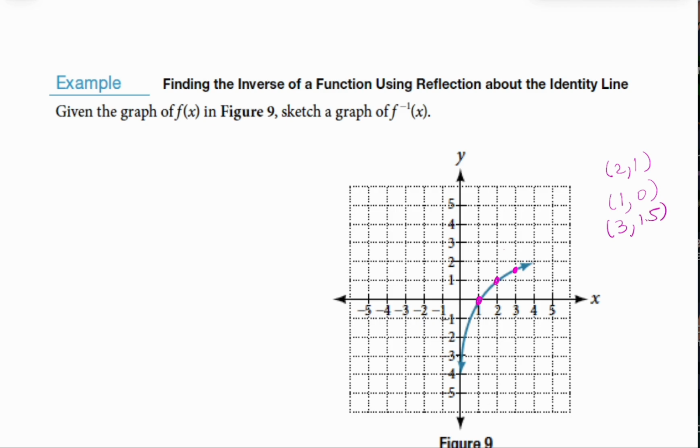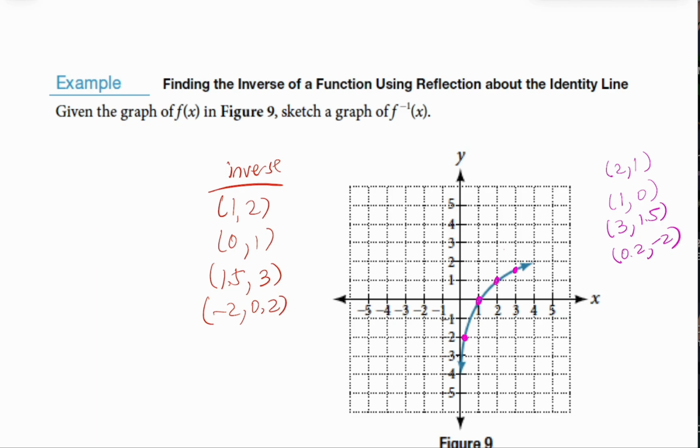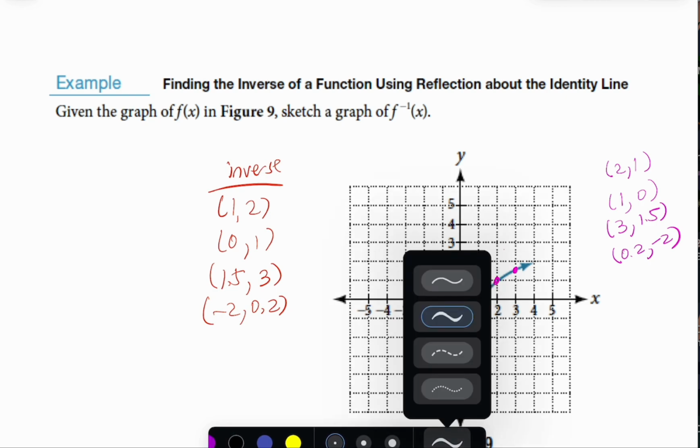Let's get one over here. That one doesn't look too bad. It looks like it's about, let's go 0.2 and down 2. So if I know what those points are doing, my inverse switches them around. So the inverse will flow through the points 1, 2, 0, 1, 1.5, 3, negative 2, 0.2.